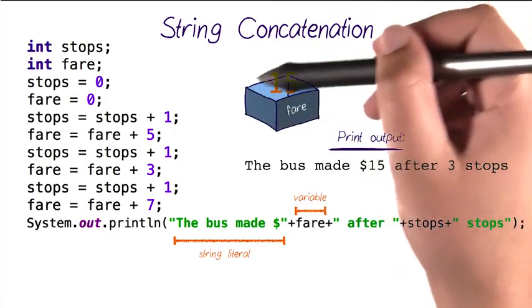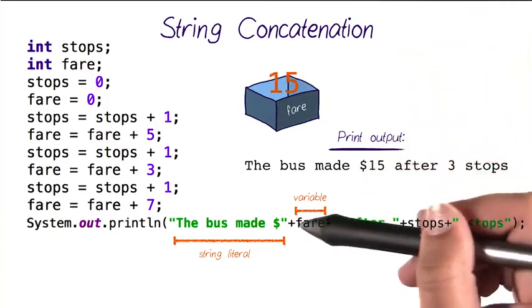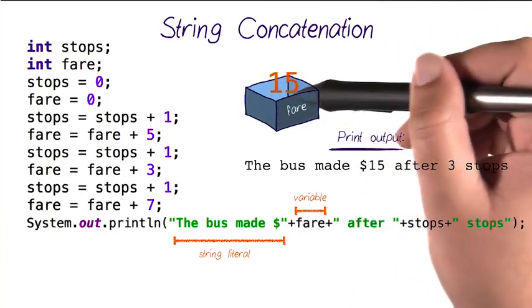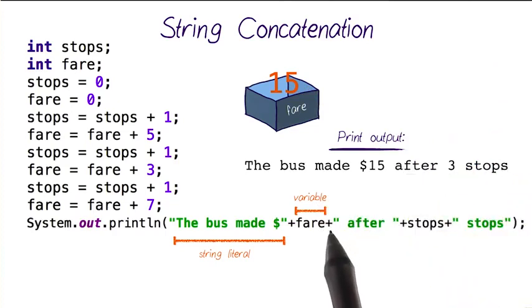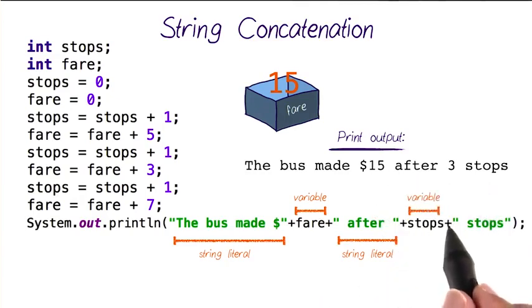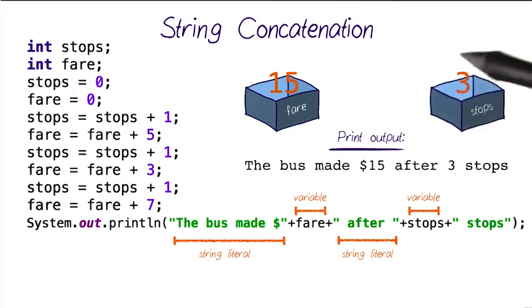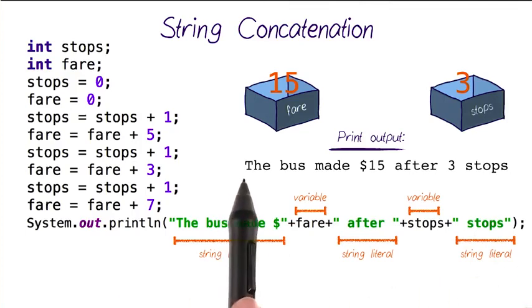So Java would actually go and look up what's inside that variable fare because it's not surrounded by quotation marks, and it will print out the value stored inside, which happened to be 15. And then another string concatenation happening here, but this time it's concatenating this string literal after. So that gets printed out exactly as it is. And then another string concatenation with the variable stops. So Java goes and looks up what's stored inside the variable stops, which happen to be 3. And that's what gets printed out. And then finally, the string literal stops. So, with this instruction, our output becomes the bus made $15 after 3 stops.